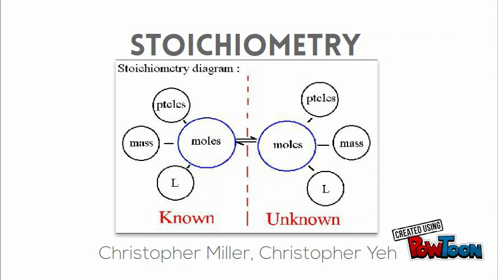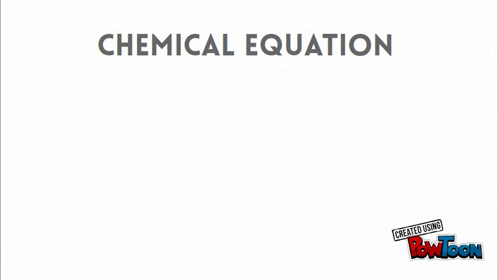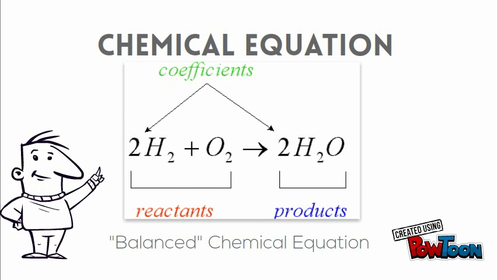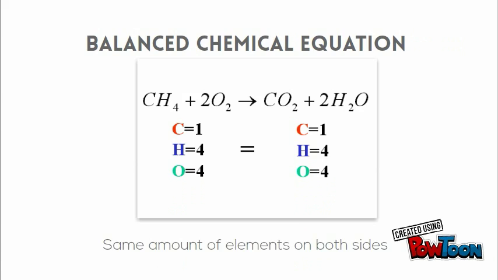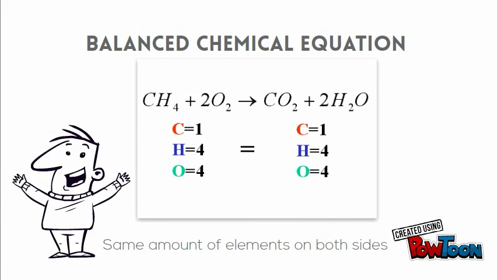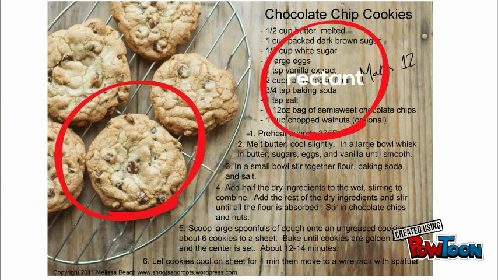Hello everyone, today we're going to be talking about stoichiometry. But what do we start with if we don't know anything? So this is why we need to start the solving with a balanced chemical equation. A balanced chemical equation provides the same kind of quantitative information that a recipe does. So in a cookie recipe, you can think of the ingredients as a reactant and the cookies as a product.